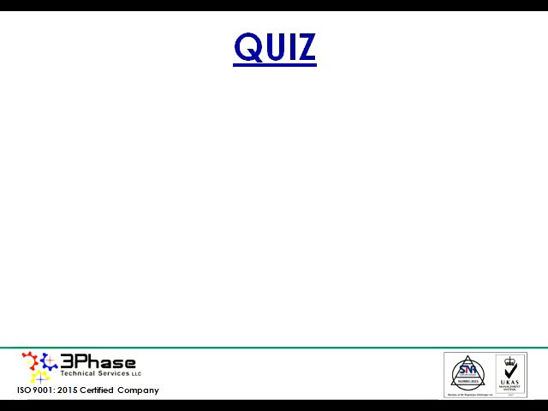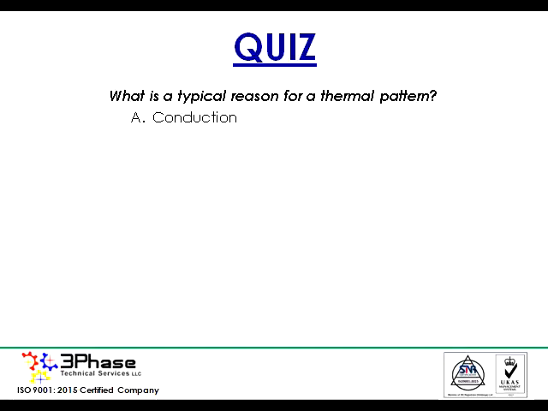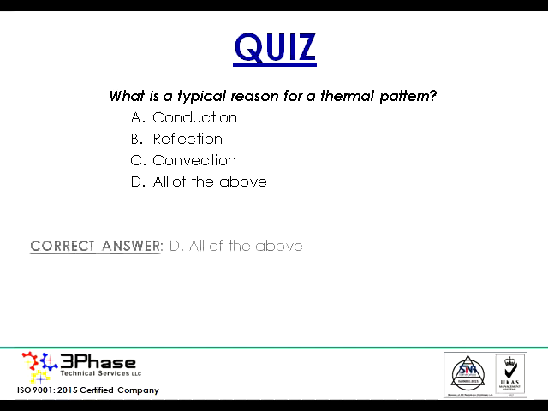Now here's the second question. What is a typical reason for a thermal pattern? A. Conduction, B. Reflection, C. Convection, D. All of the above. Sorry, the correct answer is D. All of the above.